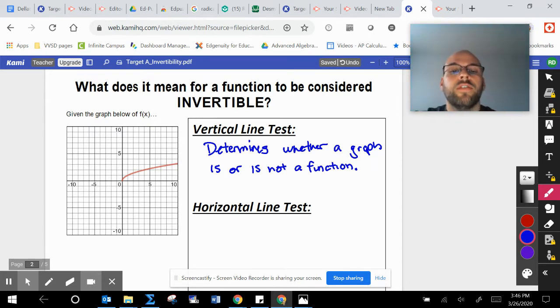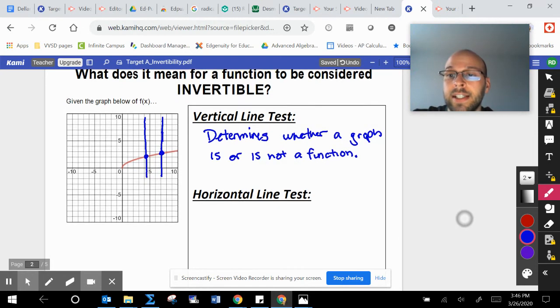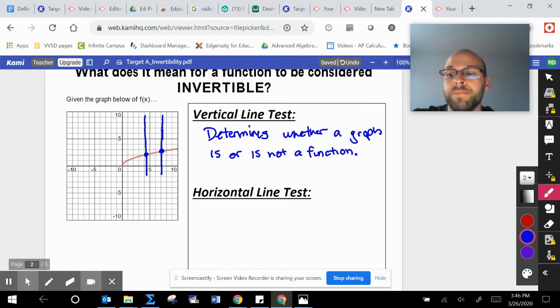And with that being said, the vertical line test is, if I were to draw a vertical line anywhere on my graph, it's allowed to intersect with my curve at only one place, right? So in this case, the graph that I have on the left will be a function. It does pass the vertical line test. And now I can go to the next test to see if this is actually going to be invertible.